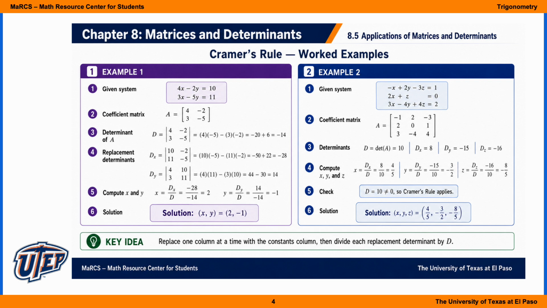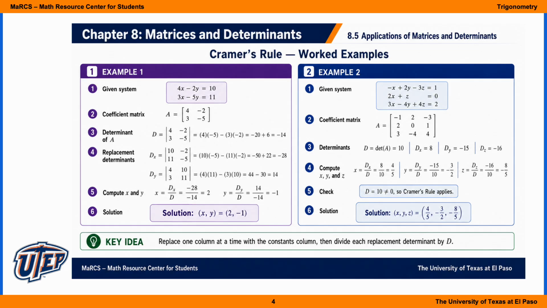So for dy, we got 14, and our determinant for our coefficient matrix was negative 14. So 14 divided by negative 14 is equal to negative 1. So our y variable is equal to negative 1, and the solution is at the point (2, negative 1).